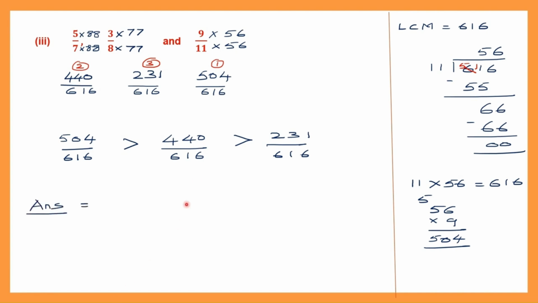Now 504 by 616 is actually 9 by 11. So let's write that 9 by 11 is greater than 440 by 616, which is 5 by 7. It's 5 by 7, so we write that next. So 5 by 7, and this is greater than the next one, which is 3 by 8. So our answer is 9 by 11 is greater than 5 by 7 is greater than 3 by 8.